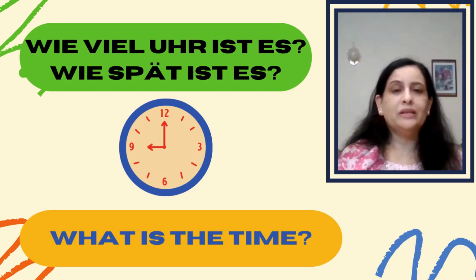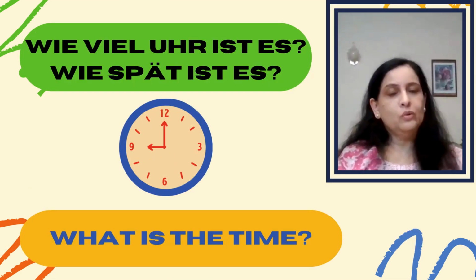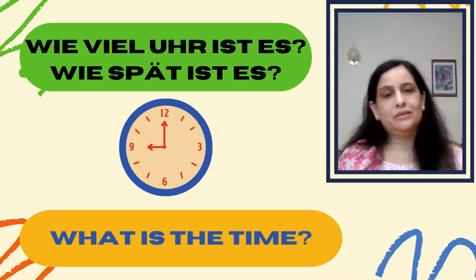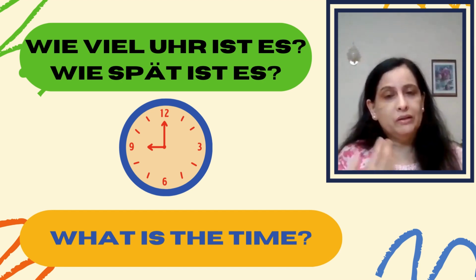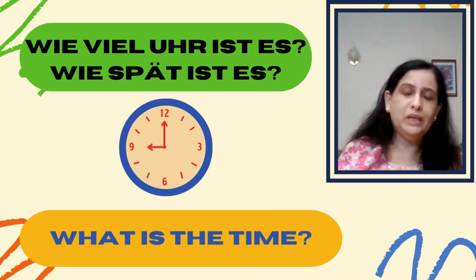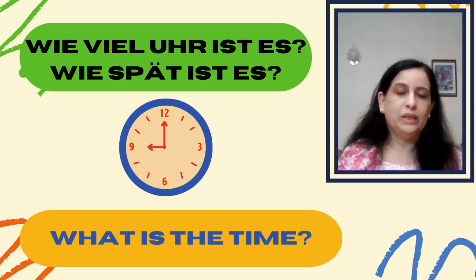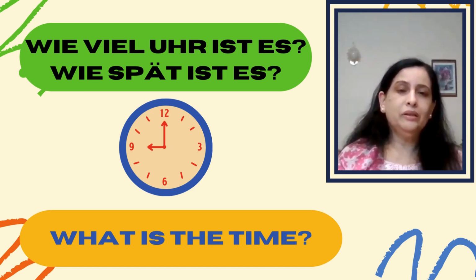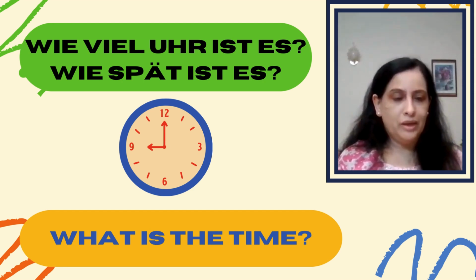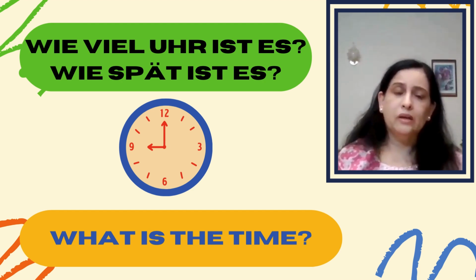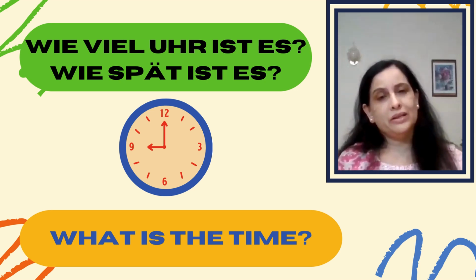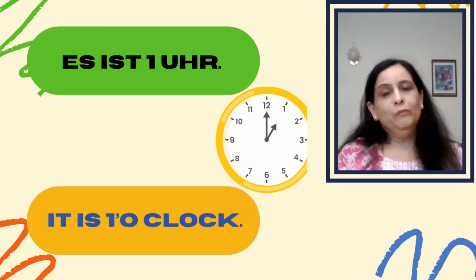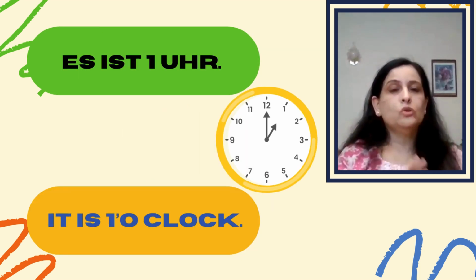Now suppose there is a question: Wie viel Uhr ist es? Or Wie spät ist es? These are different ways of asking the time, but the meaning is the same. The English meaning is, what is the time. The ways are different, but it is the same thing.